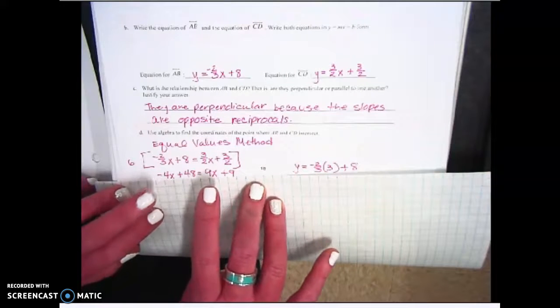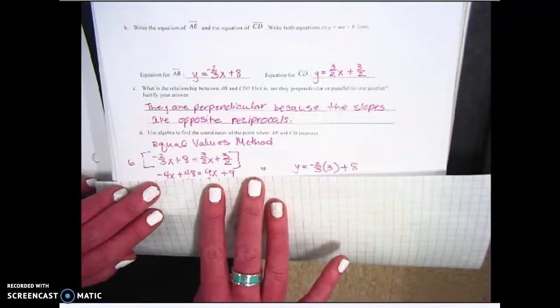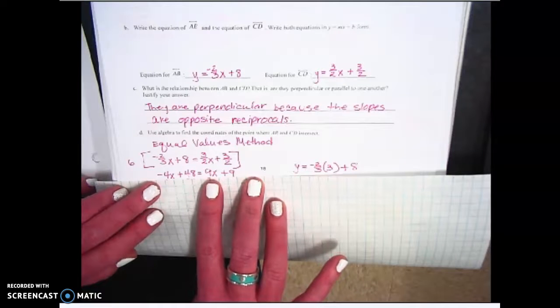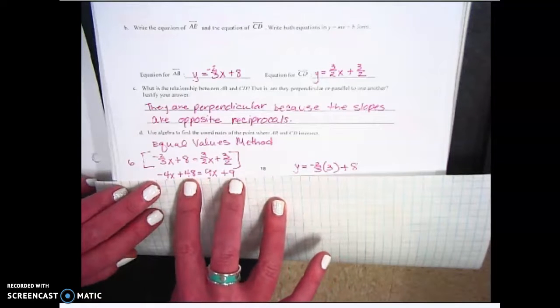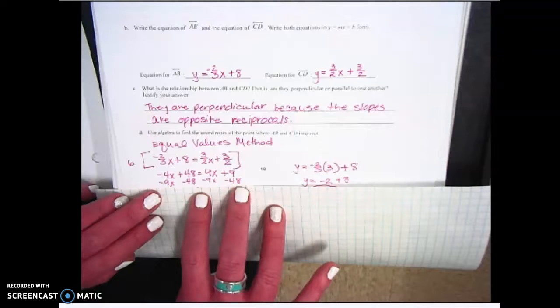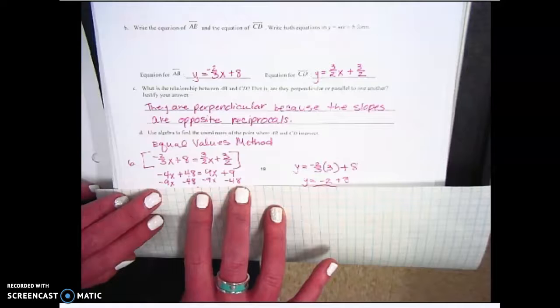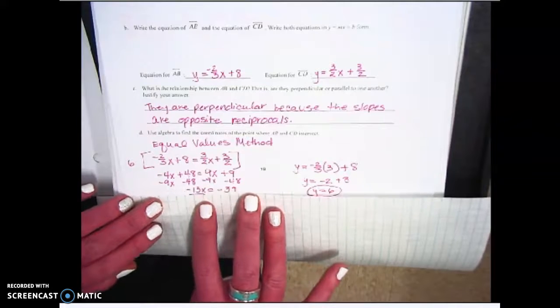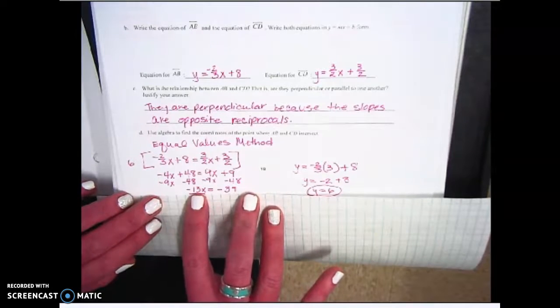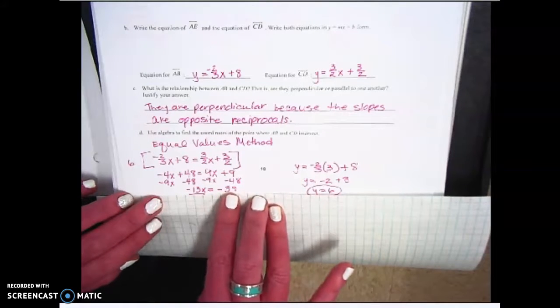Then I need to get my variable on one side or the other. So I'm going to subtract 9x from both sides just to move it over to the left. In the same step, I'm going to subtract 48 from both sides, but you could do that as 2 separate steps if you want to. Which leaves me with negative 13x equals negative 39.